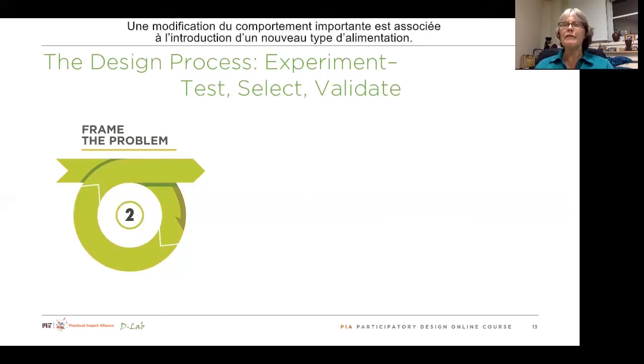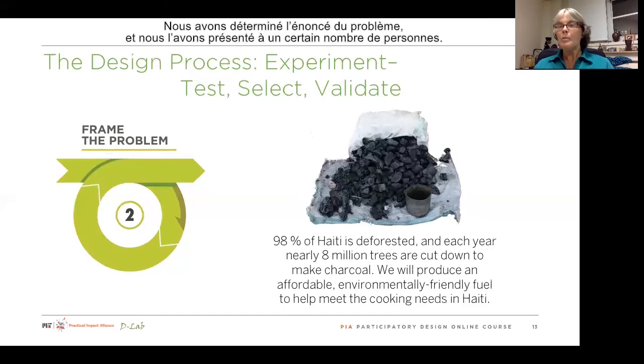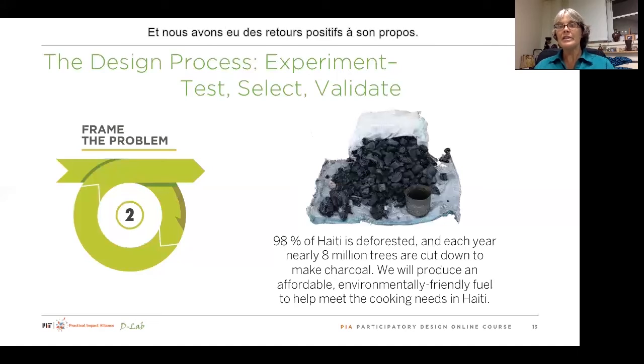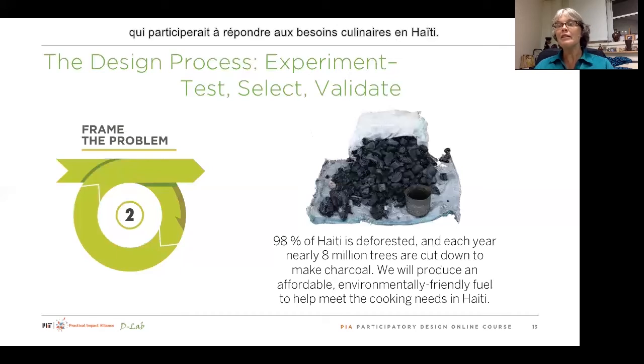There's a lot of behavior change associated with introducing a new type of food, and we thought that this would be a big barrier to overcome. So we decided to look at creating an alternative cooking fuel. We put together this problem statement and we ran it by a number of people, and we got positive feedback on this. So this was the problem framing that we moved forward with, that we would create an affordable, environmentally friendly cooking fuel that would help to meet the cooking needs in Haiti.